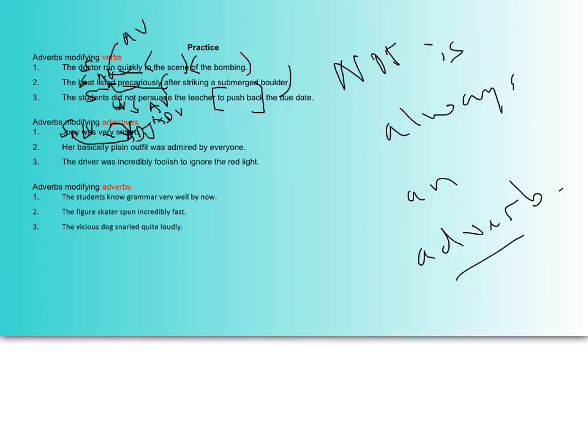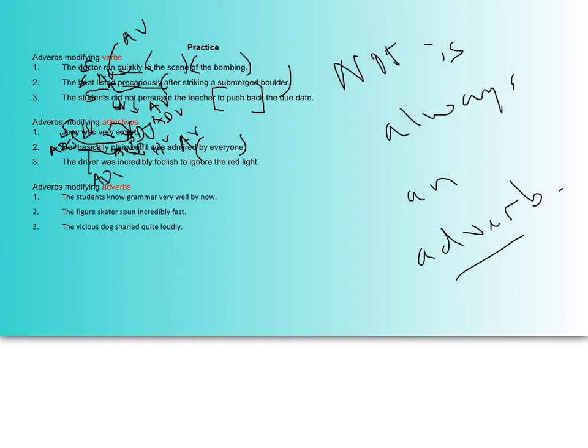Her basically plain outfit was admired by everyone. I've got a prepositional phrase. Was is working as a helping verb. Admired is working as an action verb. And then I've got this outfit. Her outfit was plain. Adjective is modifying outfit. But then basically is modifying plain. So this is a mess, I know, but basically is working as an adverb, modifying plain.